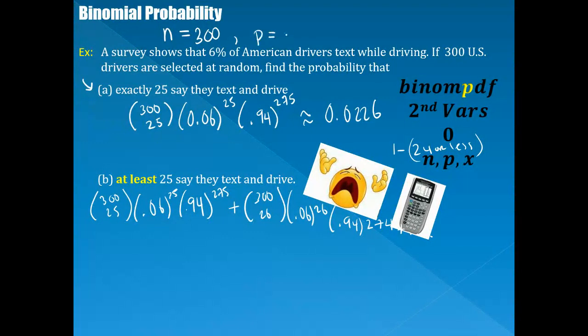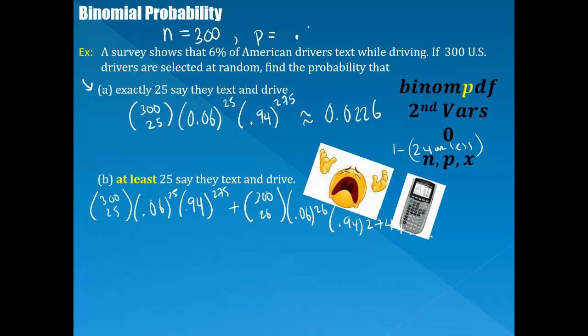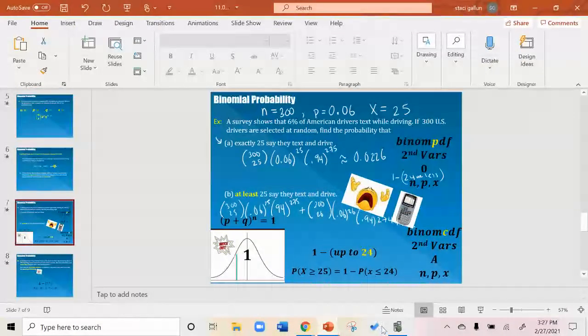P is the probability of a success, picking somebody who does say they text and drive. Interesting success. 0.06. And then X is how many we're looking for. So that's 25, right? And that's the exact value. I'm trying to find that exact one. So I'm going to keep this, then you're going to see the rest of it.